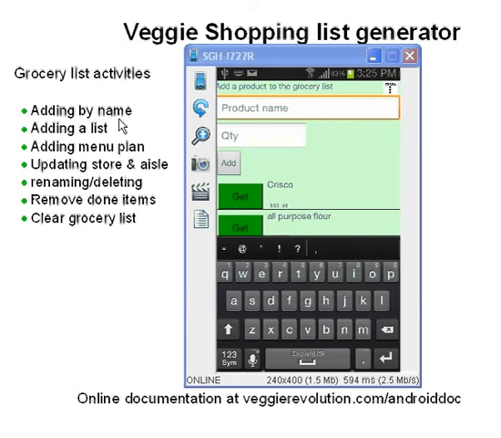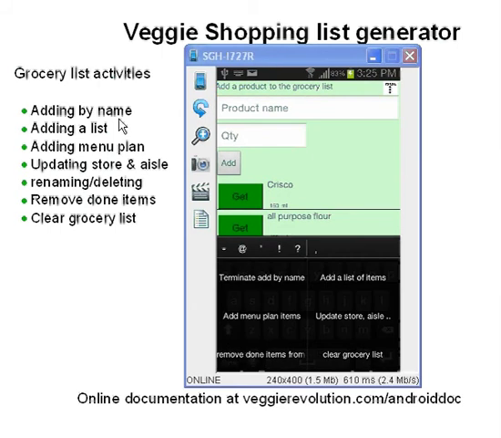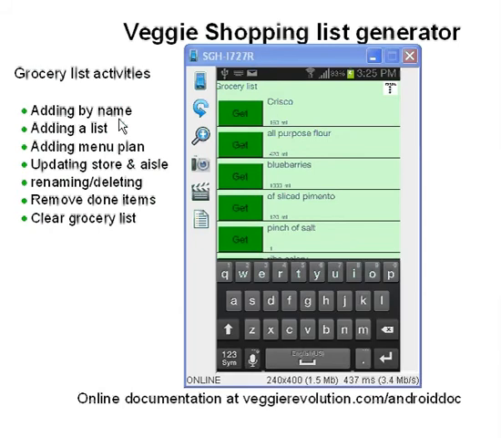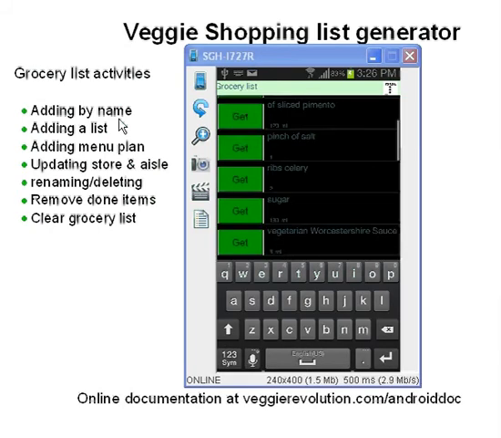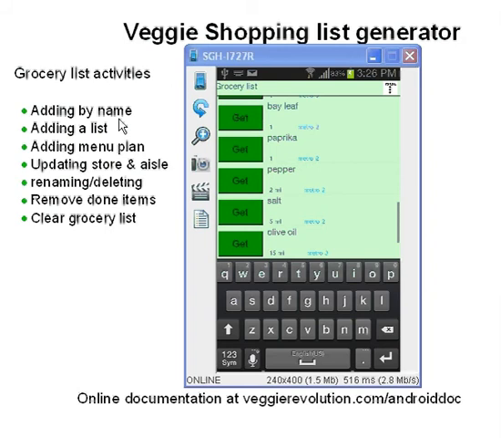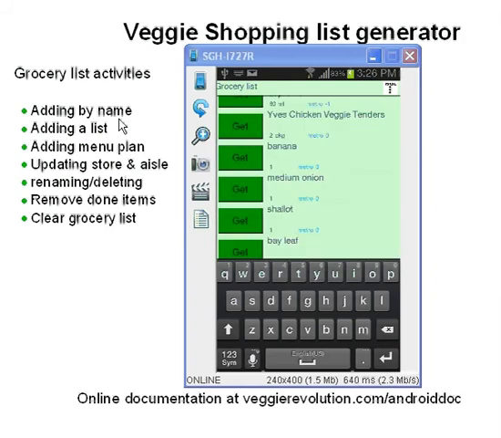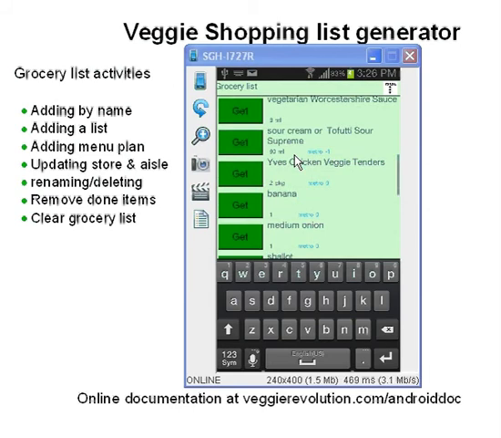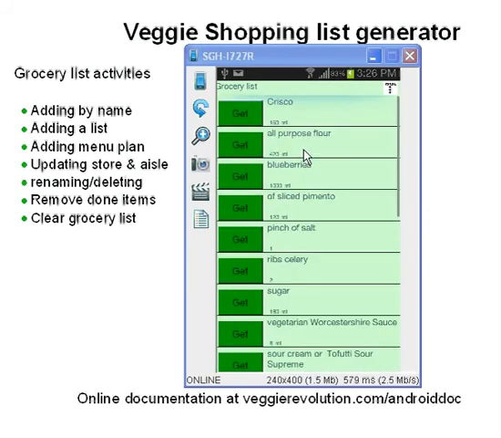So I go back to the selection here, and I terminate add by name. And here's my banana here in Metro Aisle 0. Okay. So you can add item by name like that. You can actually build a whole grocery list by name, and with the autocomplete, it makes it quite easy.